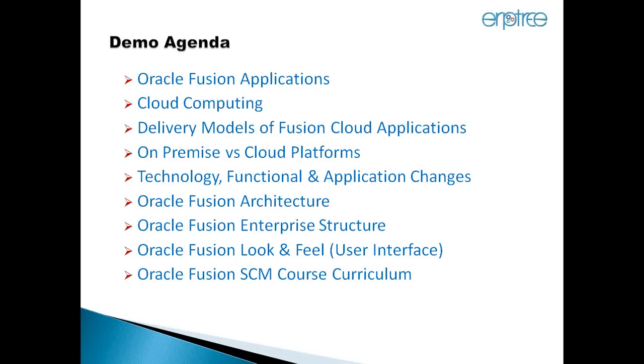The other point to discuss here is the Fusion enterprise structure. In EBS, we know the multi-org structure. We'll compare with the multi-org structure and talk on this Fusion enterprise structure, how it is the same or how it is different. What naming conventions did they change? We'll try to understand how they designed that enterprise structure as a part of Fusion applications.